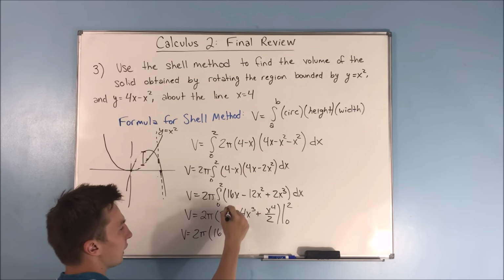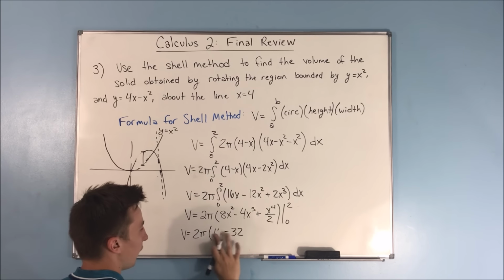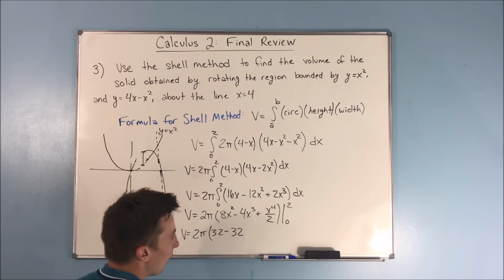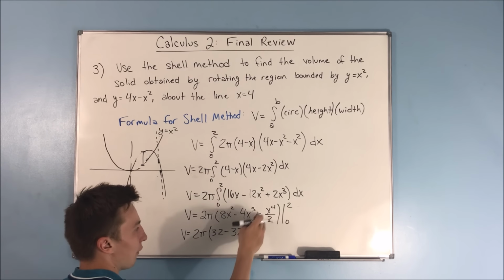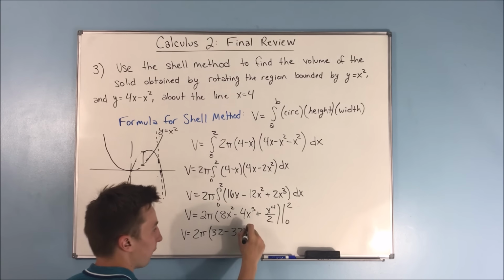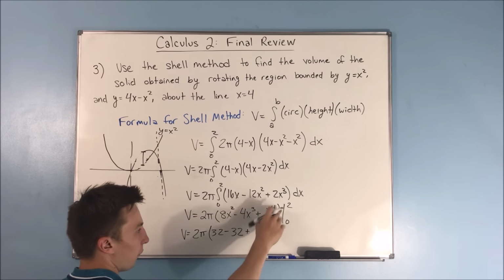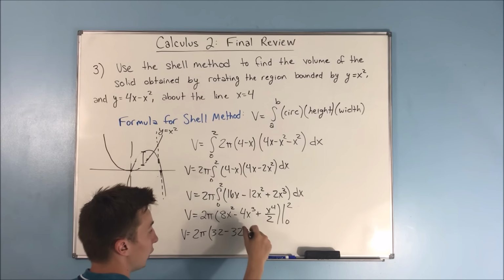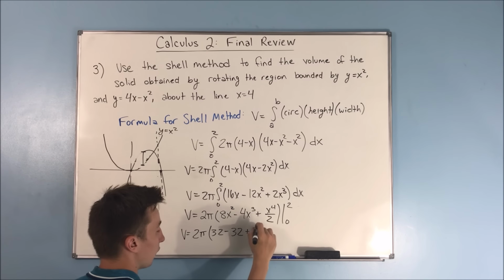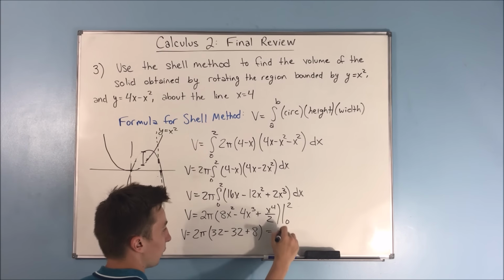Oh, actually, this is an 8x squared. I apologize. 8x squared, so we'll actually get a 32 here. Okay, great. So now we have a plus x to the 4th over 2. 2 to the 4th is going to be 16, divided by 2 is going to be 8. Okay, so we get that this is all equal to 16 pi.